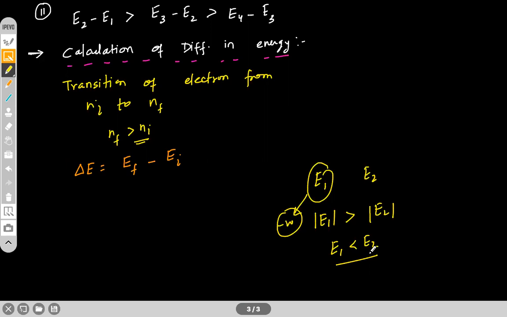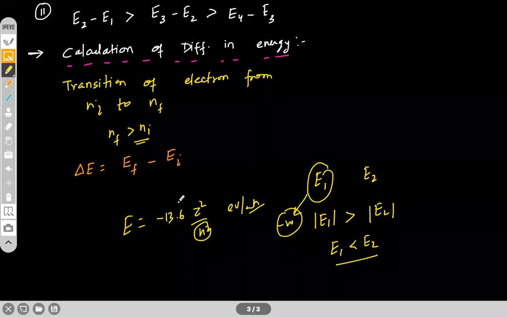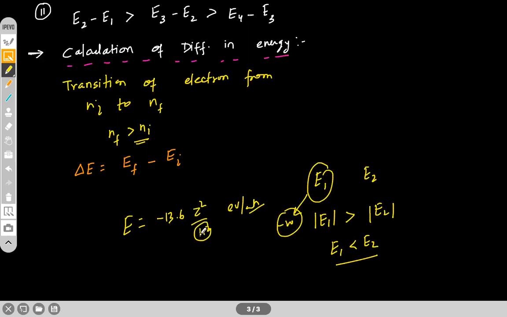Suppose I take this example. E equals what formula can we write? Minus 13.6 Z square by N square electron volt per atom. Now when N increases, does the entire value decrease or increase? We'll do the question also. If N increases, then the magnitude decreases. But since we have a negative sign, the total energy increases. Correct? That's what I've said, that E1, E2, E3 increases. Simple.